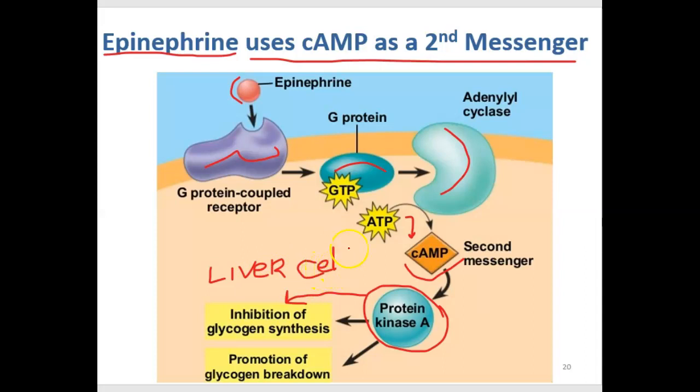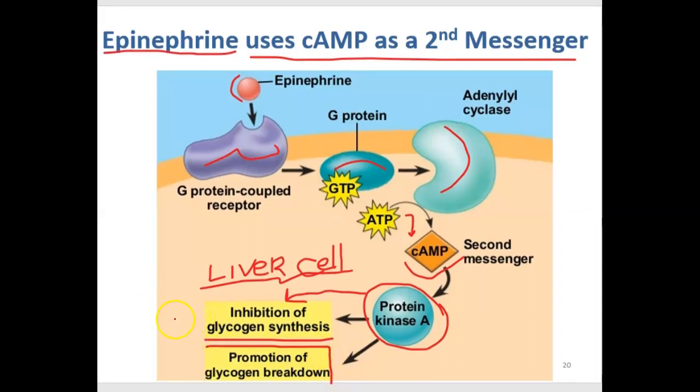I mean, if I'm really going to give you an example, I should make it more concrete. So a liver cell. Cyclic AMP activates protein kinase A in the liver cell. That makes the liver stop making glycogen and makes the liver cell break down glycogen. Both of these things will increase blood glucose.